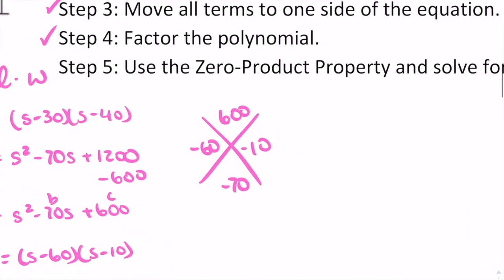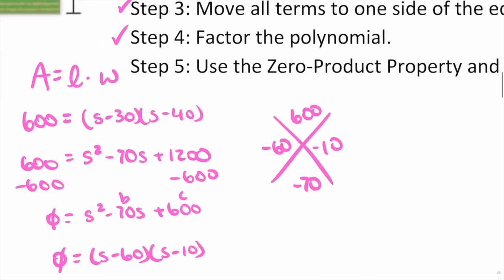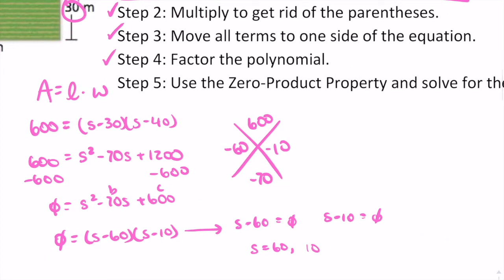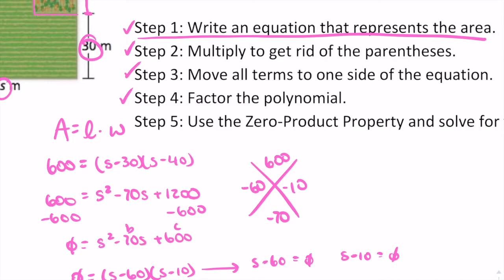Use the zero product property and solve for the variable. So if I have this, let's finish that. If s minus 60 is equal to 0, s minus 10 is equal to 0, I have s equals 60, and I have s equals 10. I have 2 possible solutions, but one of them is actually not possible, right? So how do I know which one works?